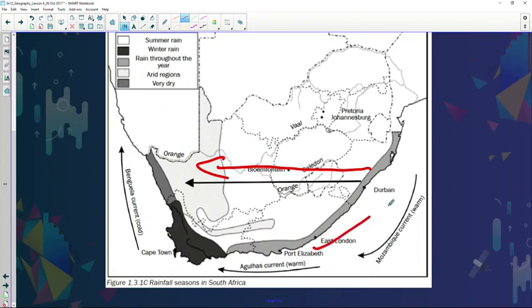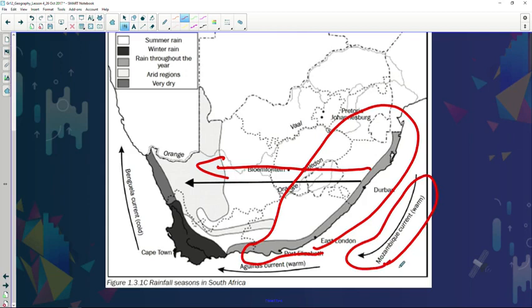This area over here experiences adequate rainfall during the year. The reason why is because of the warm Mozambican current. Because what does it do? It creates warm, moist conditions.